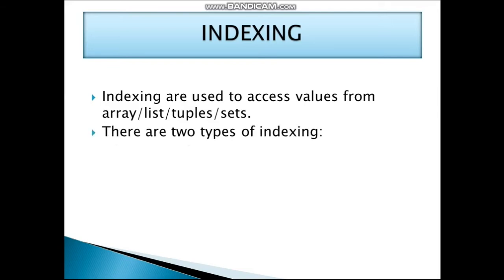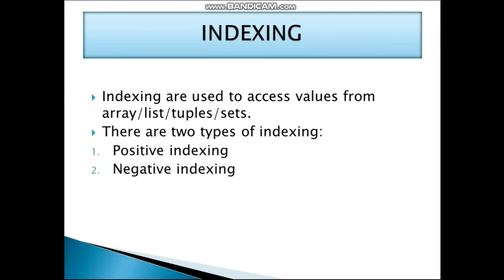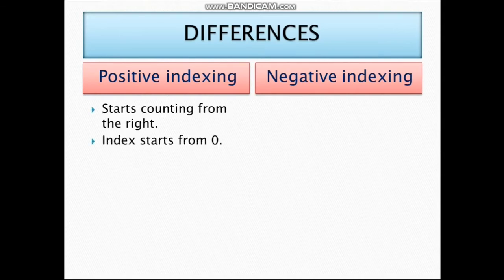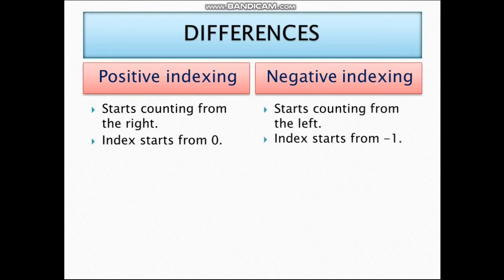So generally there are two types of indexing. They are the positive indexing and the negative indexing. So what's the difference between these two? As the name implies, the counting of positive indexing starts from the right and the value starts from 0. On the other hand, the counting of the negative indexing starts from left and the index starts from -1.